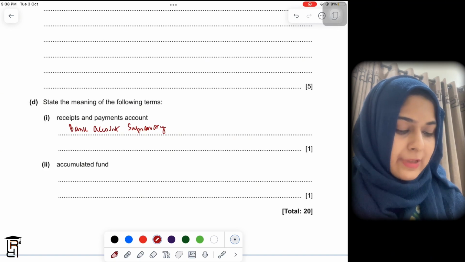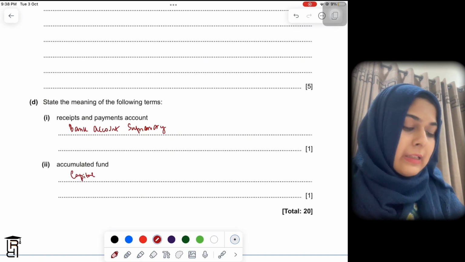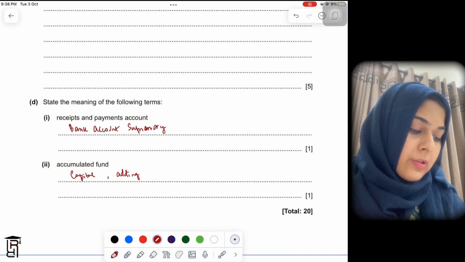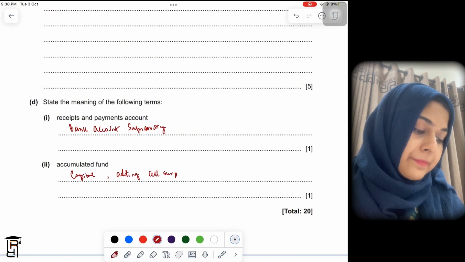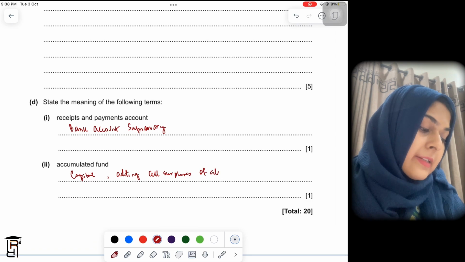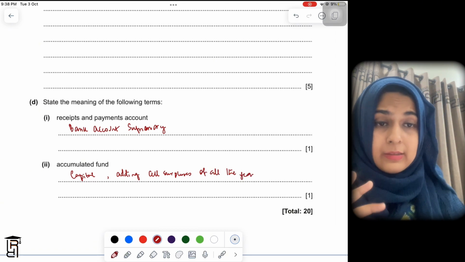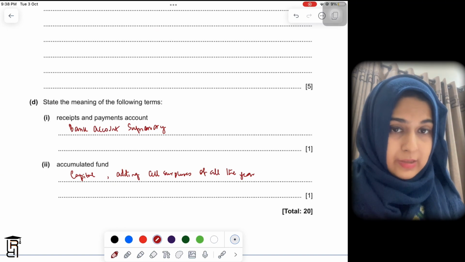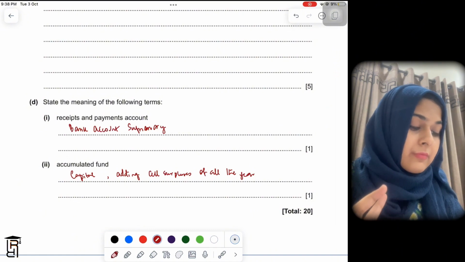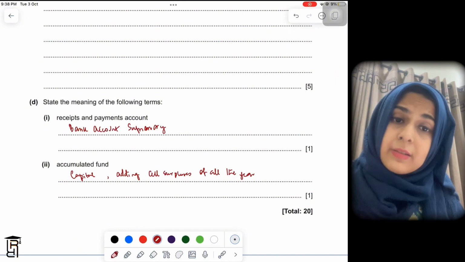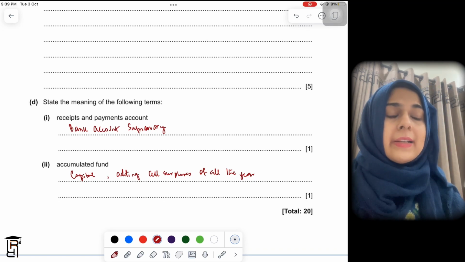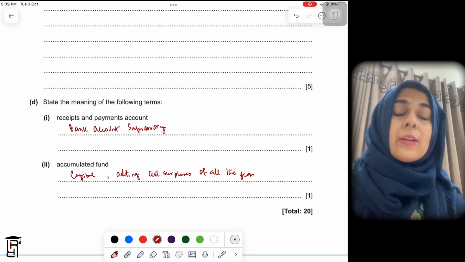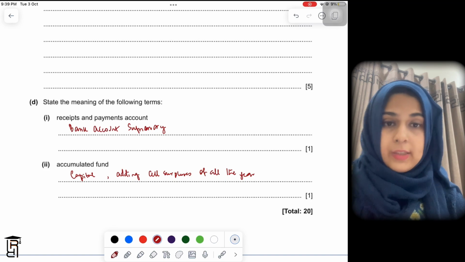Accumulated fund is another name for capital. So basically accumulated fund is created by adding all surpluses of all the years. And this basically creates a fund, and it represents the club's capital. For a normal business it's called capital, for the club it's called accumulated fund. If there is a deficit in a year, then that is subtracted from accumulated fund. But basically accumulated fund is created by adding all surpluses of the club over the years.